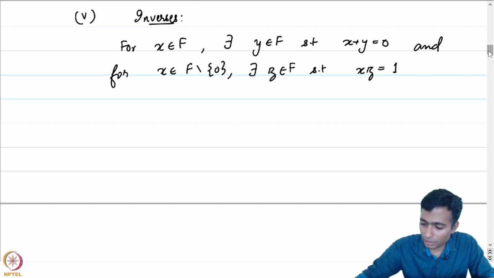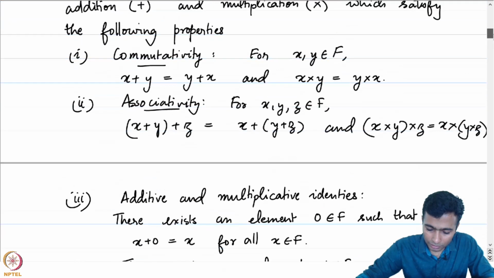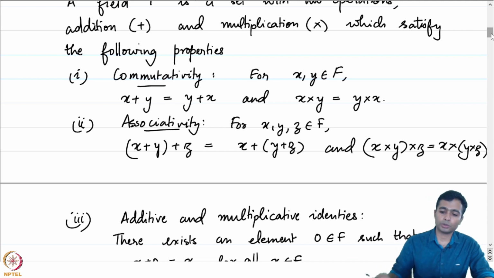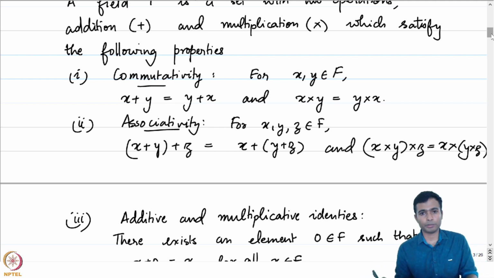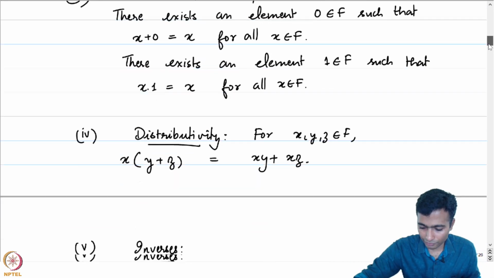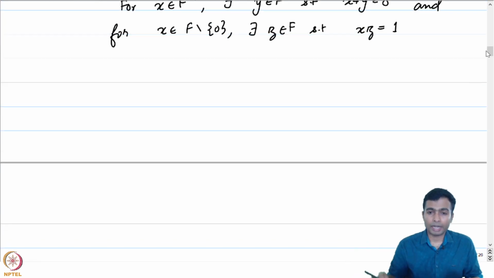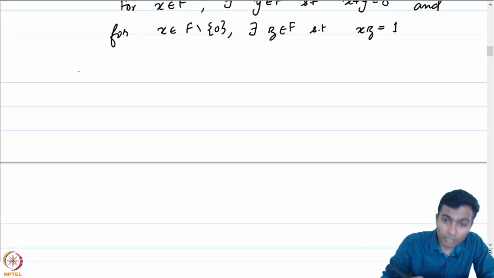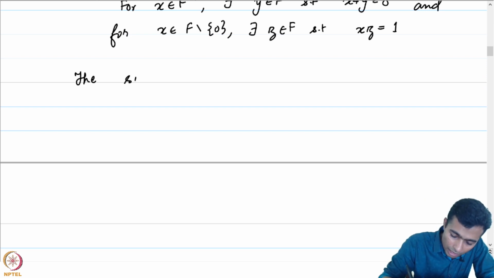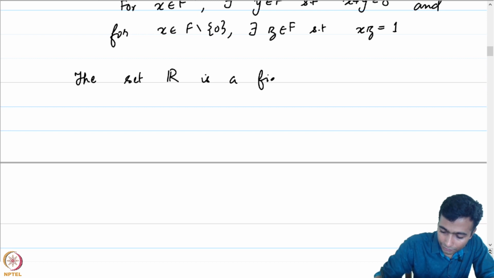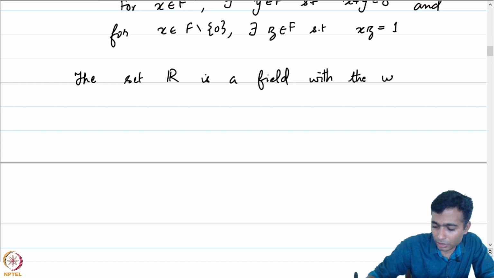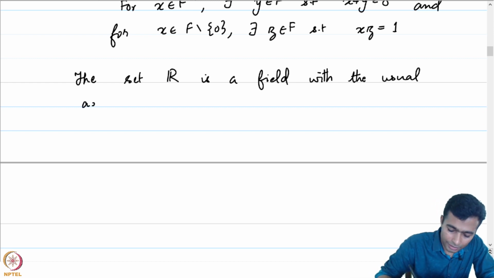So this is the set of all properties which needs to be satisfied by the two operations for our given set to be a field. So that's the definition of a field. And we are familiar with the field of real numbers. The set R is a field with the usual addition and multiplication operation.